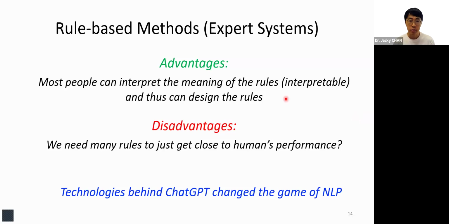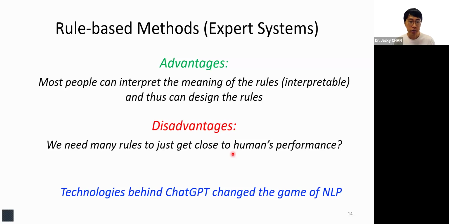The advantage is that the rules are quite easy to understand. We can interpret their meaning, so we call it interpretable. Hence you can design the rules and update them easily. But the disadvantage is that we need many rules for the AI to work like a human, and it is not possible to design so many rules to cover all situations. That's why, at that time, expert systems did not work and turned into the AI winter.